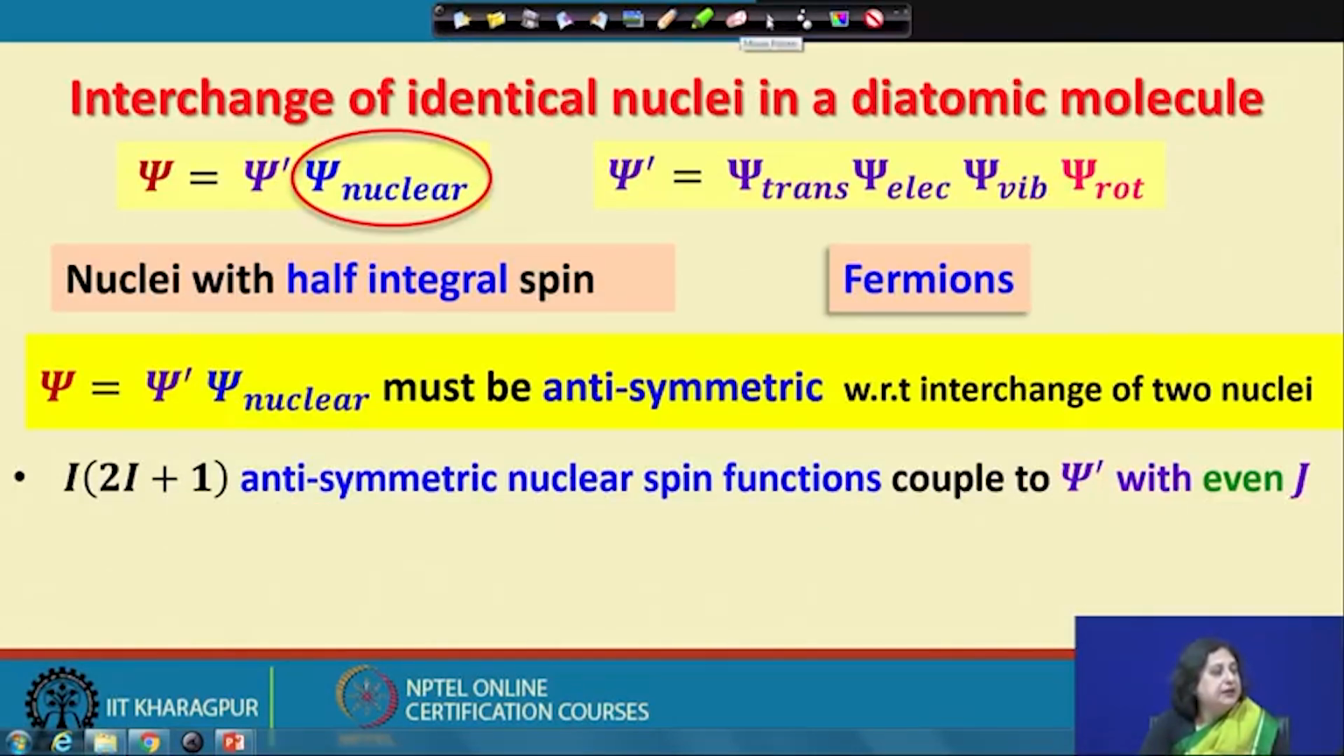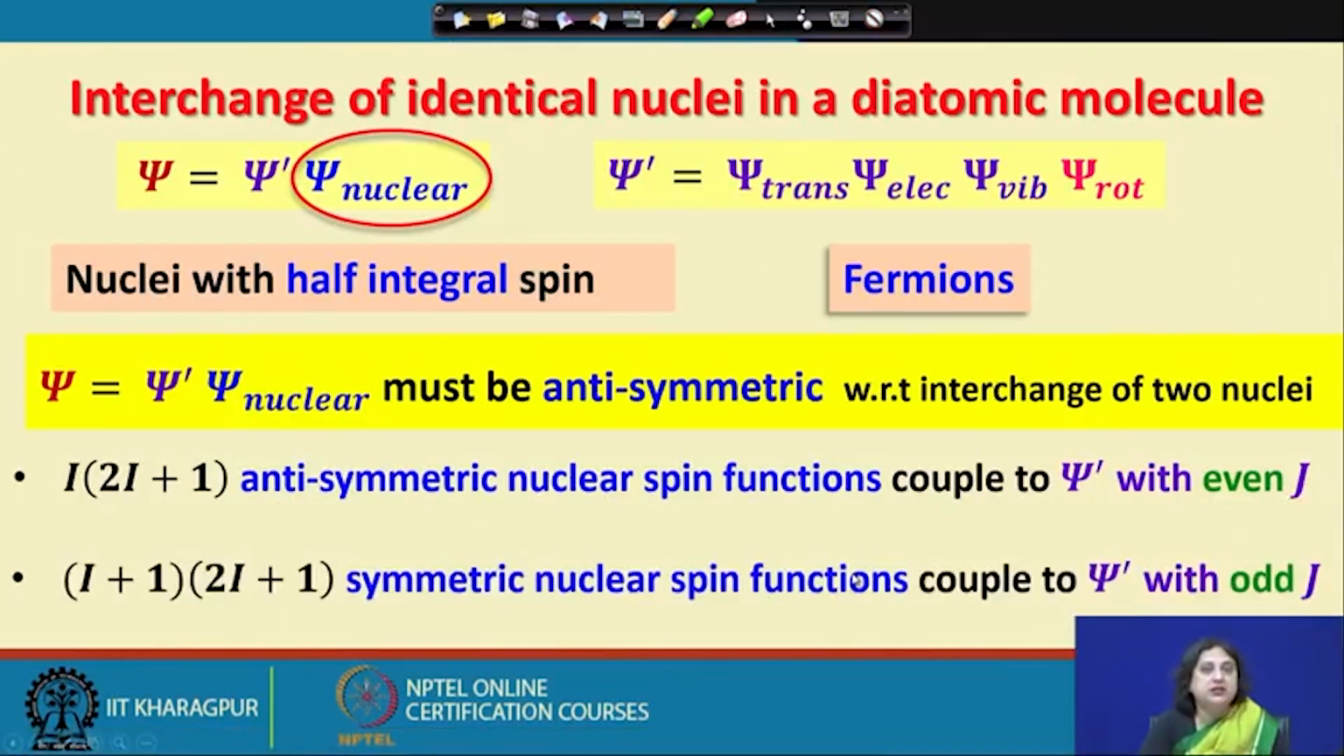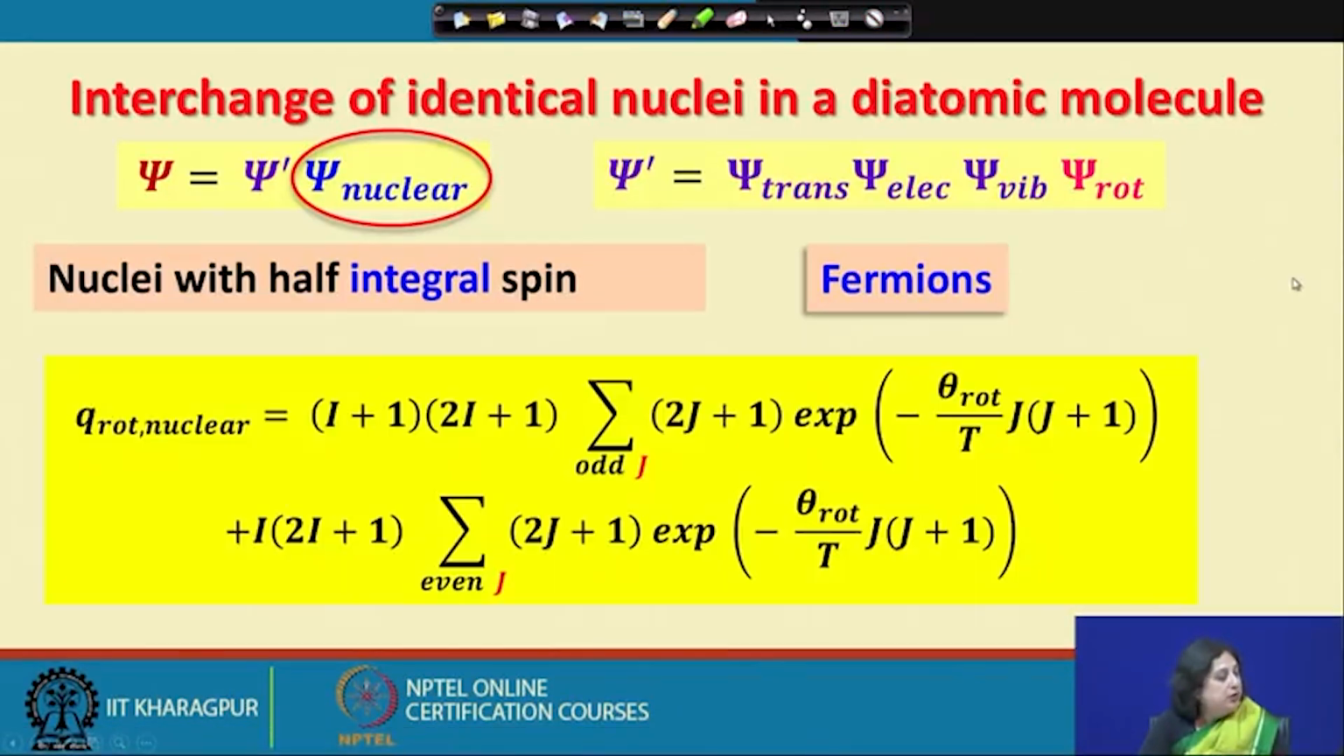It may so happen that you can have the symmetric nuclear spin functions, but then that must couple to psi prime such that you have an overall antisymmetric combination, and therefore, you must couple to only those psi prime values associated with odd J, thereby giving you an antisymmetric psi prime, and in that case the symmetric psi nuclear will couple to antisymmetric psi prime to give the total wave function as antisymmetric with respect to interchange of the two nuclei.